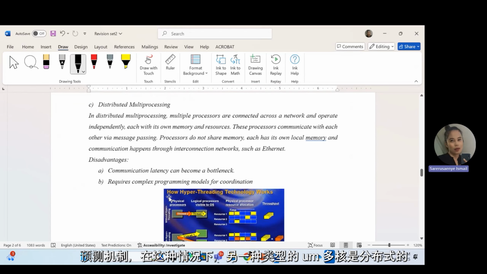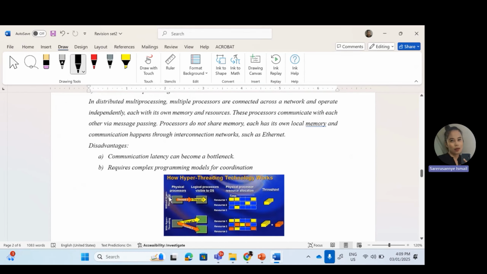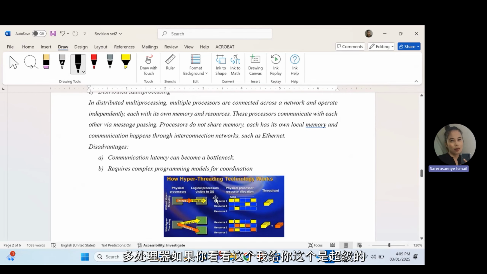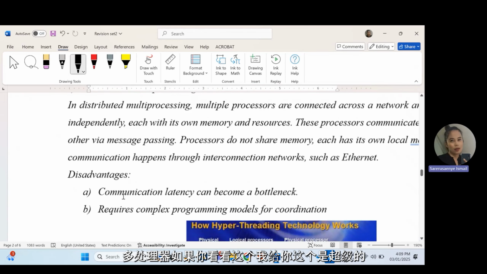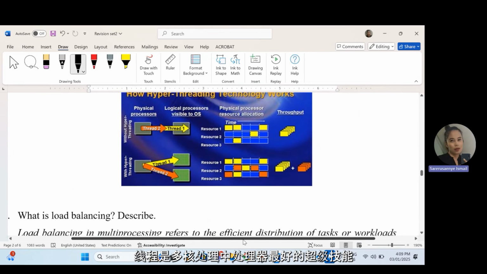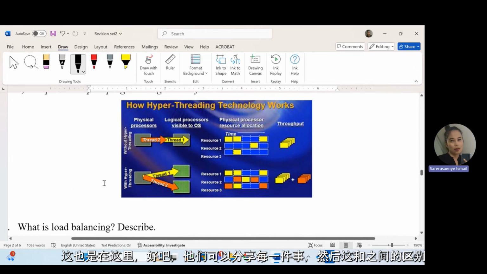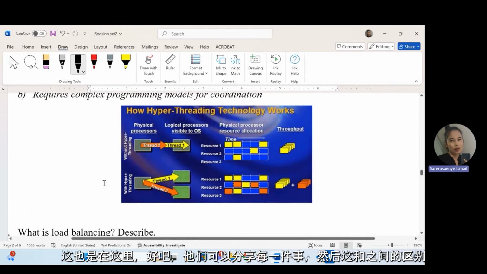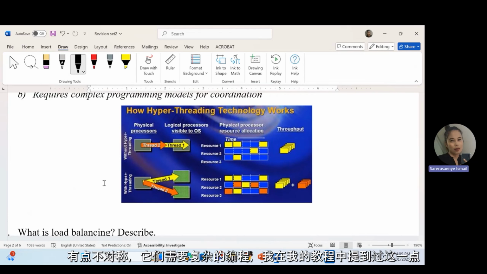Another type of multi-core is the distributed multiprocessor. If you look at this one, I'm giving you this one as hyper-threading, the best super-scale processor in multi-core processing. Look here, okay, they can share every single thing. And the difference between this and asymmetric is that they require complex programming.